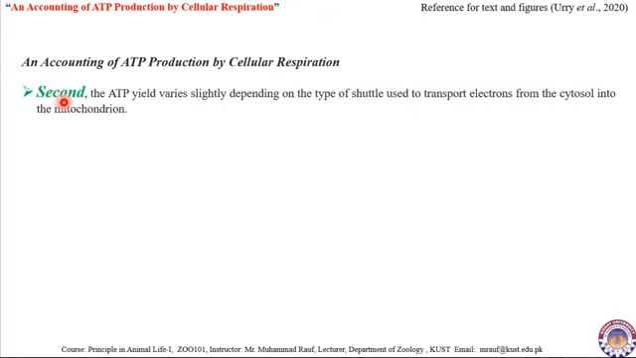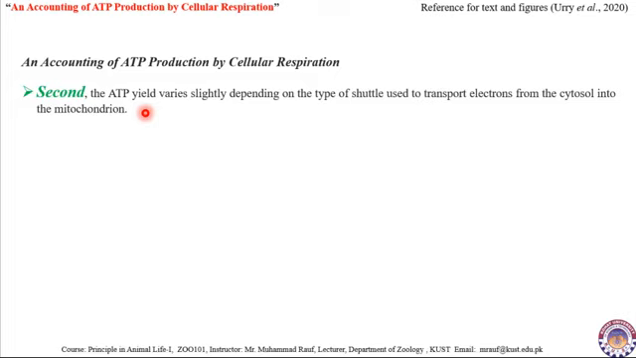Now the second reason why the number of ATPs produced from the oxidation of a single glucose molecule is not exact is that the ATP yield varies slightly depending on the type of shuttle used to transport electrons from the cytosol into the mitochondria. Now remember that the first stage of aerobic cellular respiration is glycolysis, where 2 NADH molecules are produced, but glycolysis takes place in the cytoplasm, so these 2 NADH molecules must be transported to the mitochondria to participate in the electron transport chain, but these NADH molecules cannot enter into mitochondria.